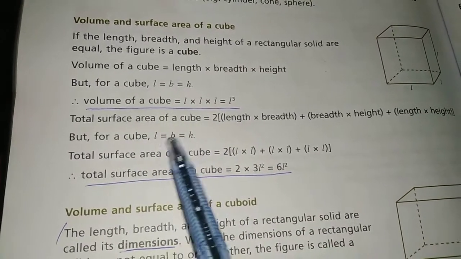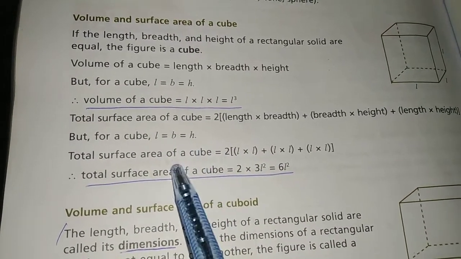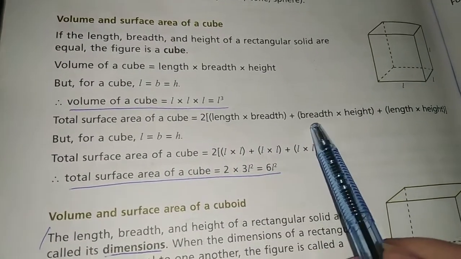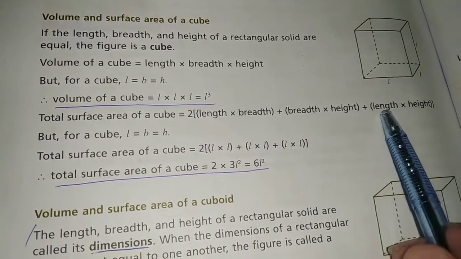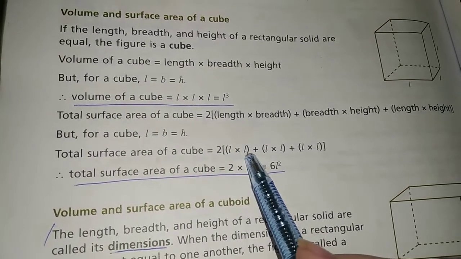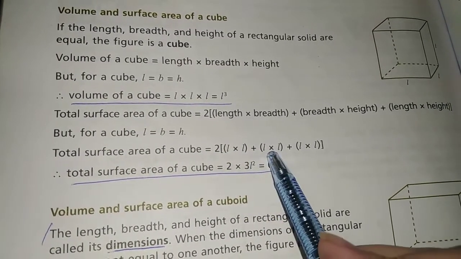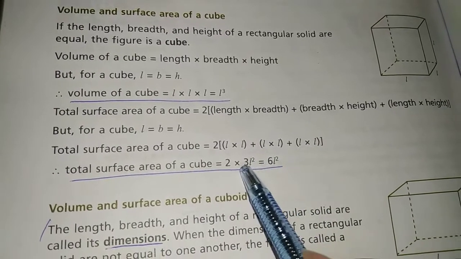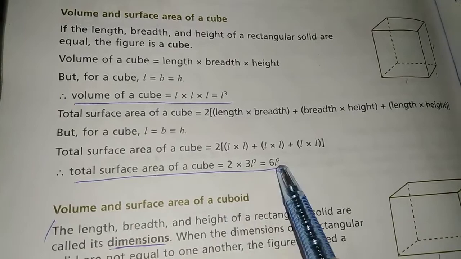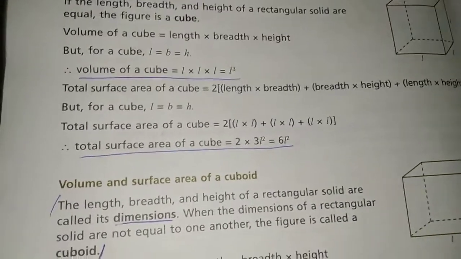But in a cube, length is equal to breadth and breadth is equal to height. So 2 length multiplied by length, breadth means length multiplied by length, and length multiplied by length. So they are equal to 2 into L square, L square, L square, 3 times L square, that is 6 L square. So total surface area of a cube is equal to 6 L square.